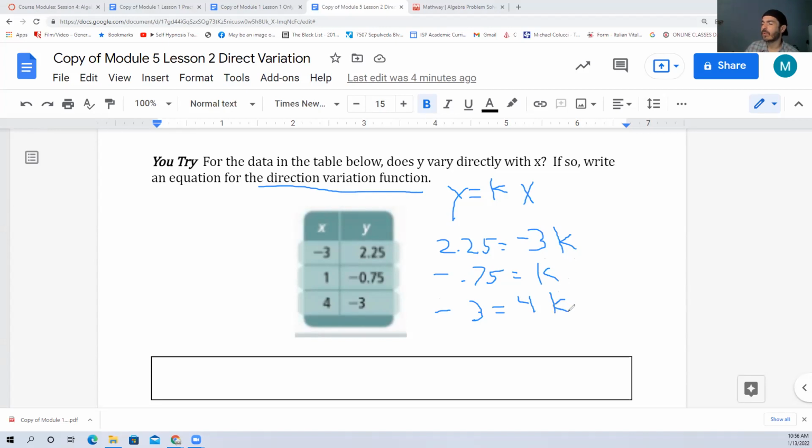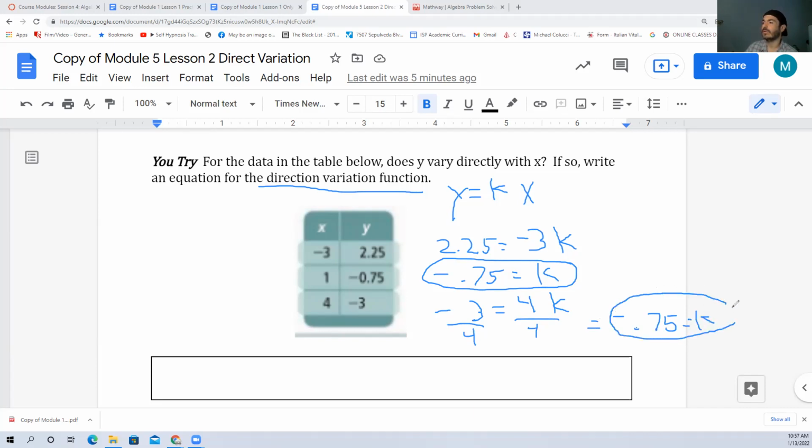What I kind of dig about this question is that I know what k is, because in the case of x equal to 1, I don't have to do any math at all. This math here, I can divide both sides by 4, and I end up with -3/4. That's -3/4, which is -0.75. Okay, so these guys match.